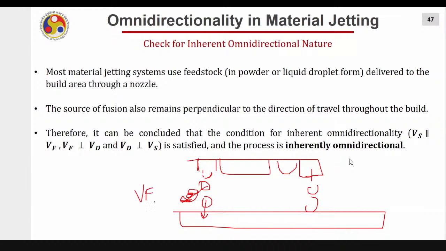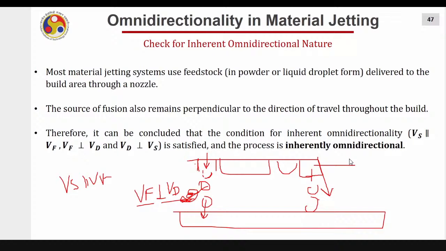The material coming direction. You are always moving in one direction, and that will be your deposition direction, and it will be perpendicular to VD. And what is the source of energy? The energy source is also always parallel, because that is only generating the droplets. So VS is parallel to VF, and VD is perpendicular to VF. We have already said in my first slide that if that is the condition, the process is omnidirectional.